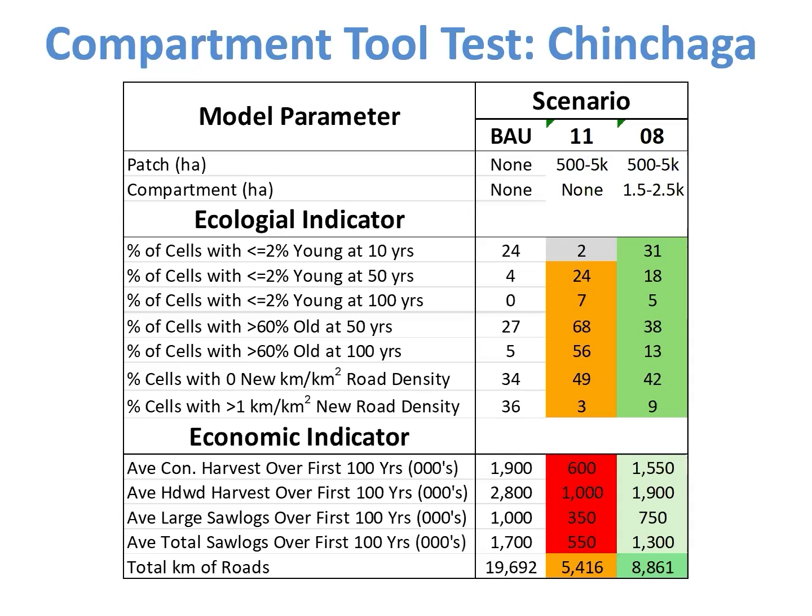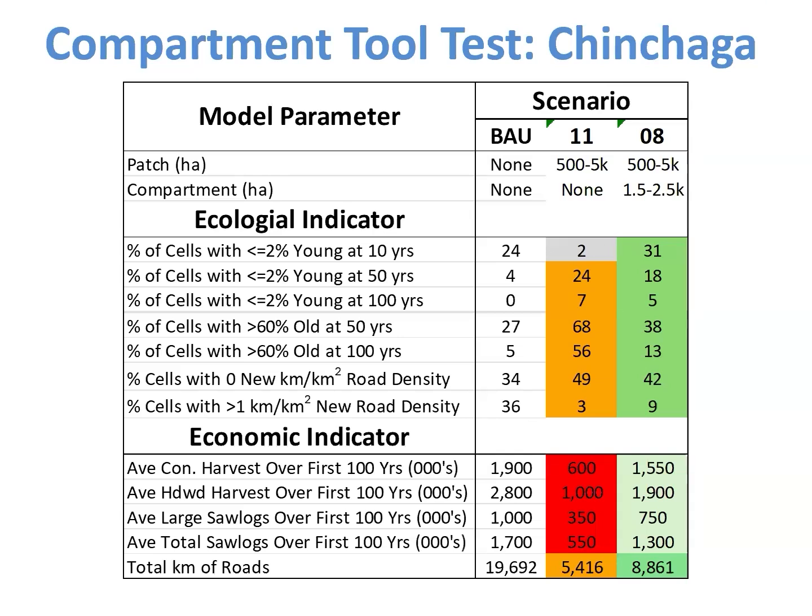The reason I highlighted the economic indicators for number 11 in orange is that they all look really good compared to business as usual, but it's because we're not harvesting much wood. So it's not a great trade-off.